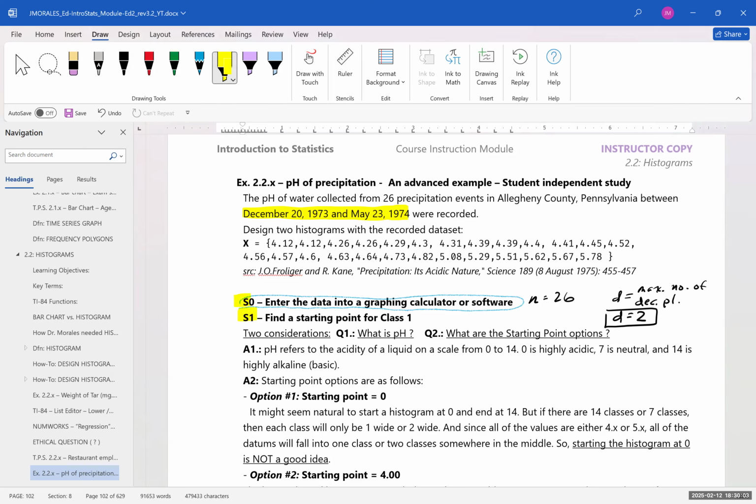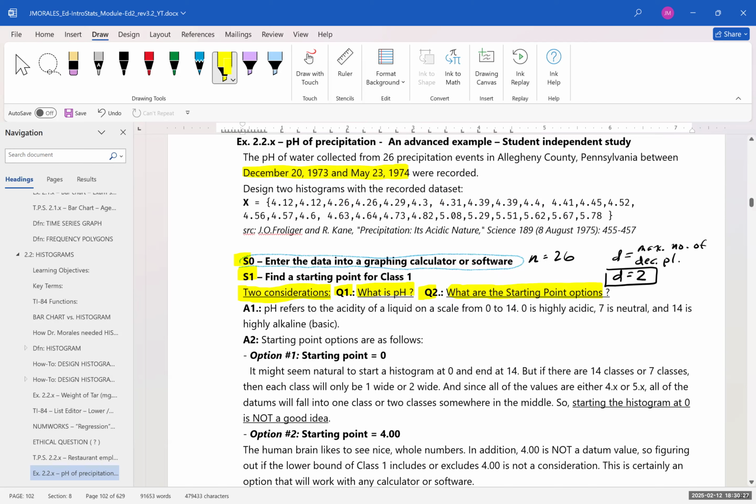Now step one is to find a starting point for class one. Now that we're dealing with some real world data, we need to maybe consider the data itself. And so two considerations are, question one, what is pH? Question two, what are the starting point options?